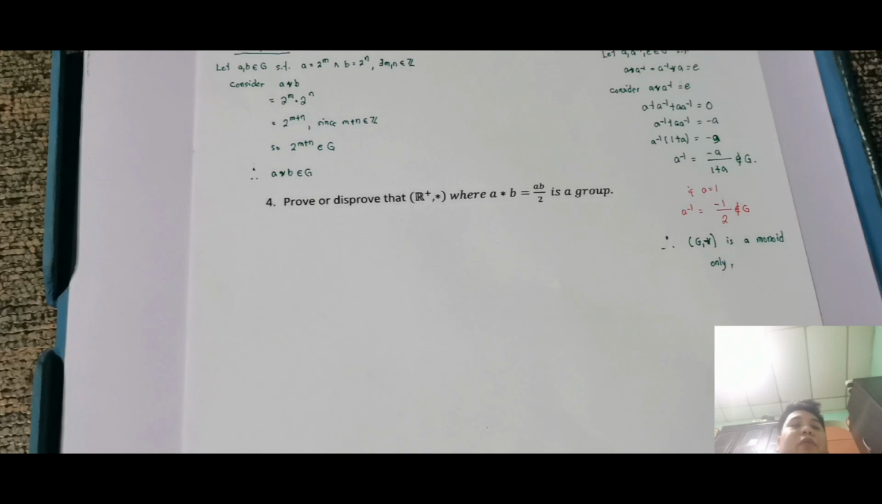So prove or disprove that R plus, so that is positive real numbers, where the operation asterisk is defined as A asterisk B is equal to AB over 2, is a group. Okay, so prove or disprove. So probably there's a chance that it will be disproved.